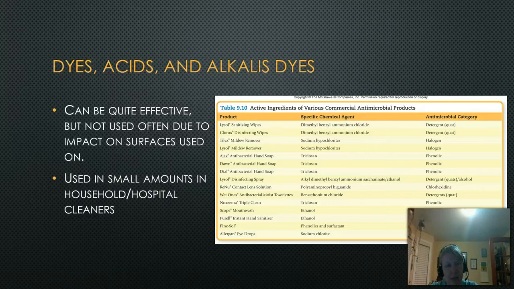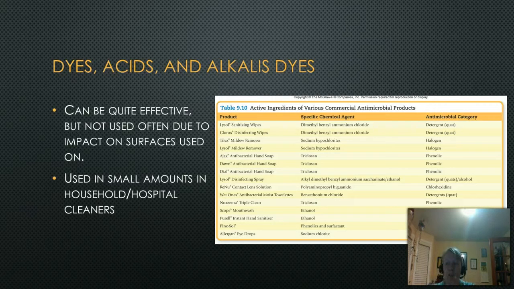For instance, crystal violet is a highly effective antimicrobial. But do you really want your countertops purple? That's where these aspects come in. Usually they'll use small amounts mixed into other household cleaners. So if you see something that's got a little bit of a dye to it, that may be what it is. You can see how some of these are mixed in here with the household cleaners.